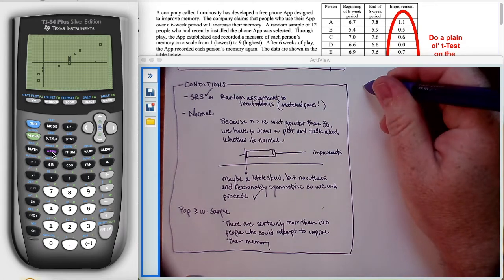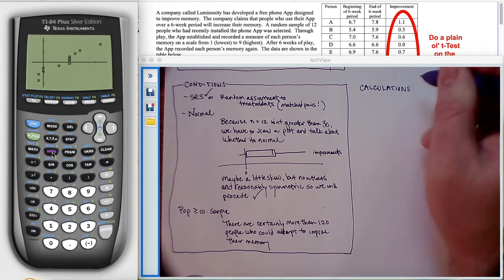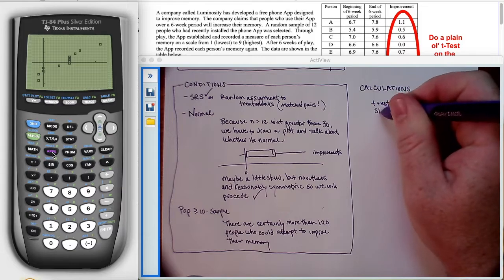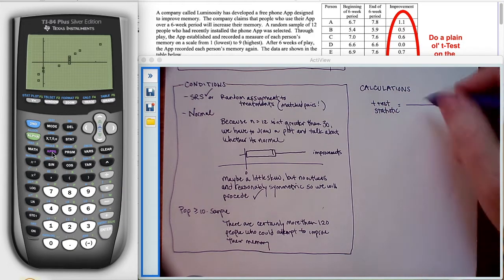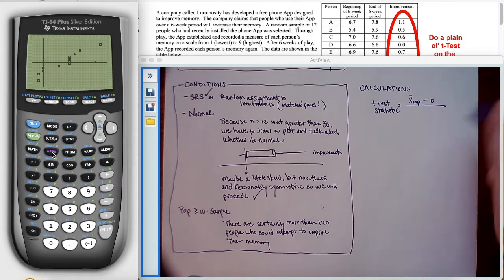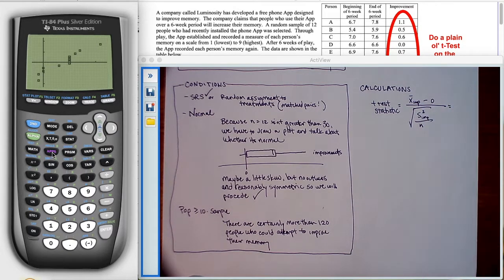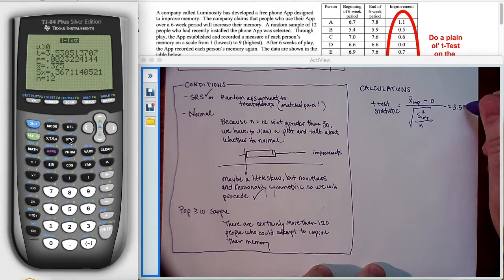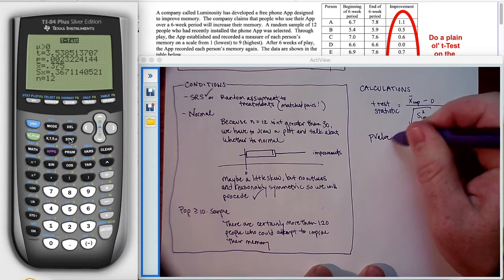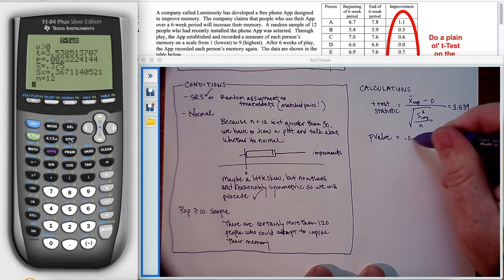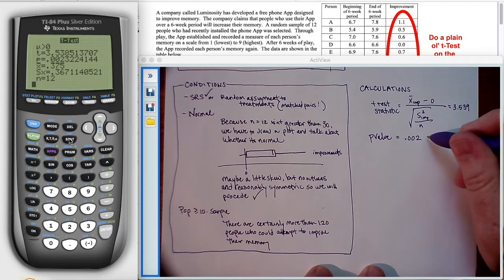So we hop over here to our calculations. I'm going to calculate my t-test statistic. It's just one sample, so I'm just going to take my mean, subtract 0, divide by the square root of the variance over the sample size. Let me do all this in my calculator. I'm going over here to Stat, Calc, and t-test, and set up everything, and there we go. I got my t-test statistic of 3.539. My p-value is apparently 0.002.